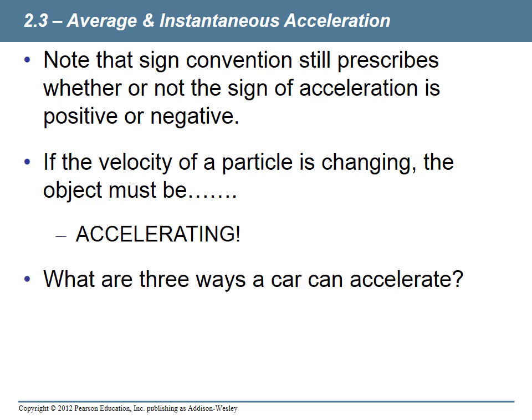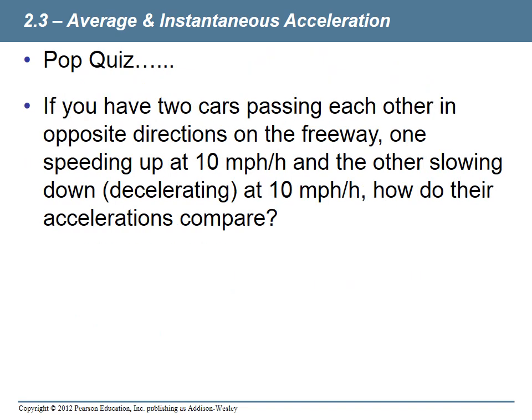What are 3 ways that a car can accelerate? Think about it for a second. You step on the gas, you speed up. Opposite of speeding up, we could step on the brakes and slow down. But how else can we change velocity? We can also change direction. So we can speed up, we can slow down, or we can just turn the steering wheel and turn the car so that the direction changes as well. So if the direction of velocity changes, it's accelerating. If I go around a curve, I'm accelerating, even if I go at constant speed.